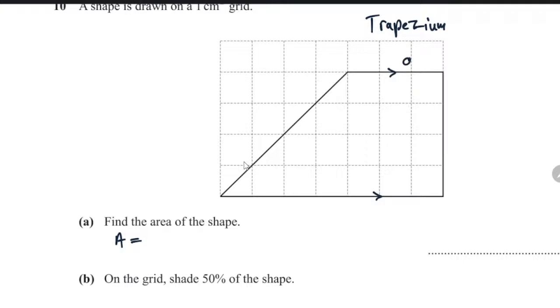You call this A, then you call this B, then you call this height. So they say area is A plus B divided by 2. These sides that are parallel to each other are the A and B. Then you multiply by height. What is A? They said each box represents 1. So this is 1, this is 2, this is 3. So A is 3. Then B is 1, 2, 3, 4, 5, 6, 7. So this is 7. Then here this is 1, 2, 3, 4. So this is 4.